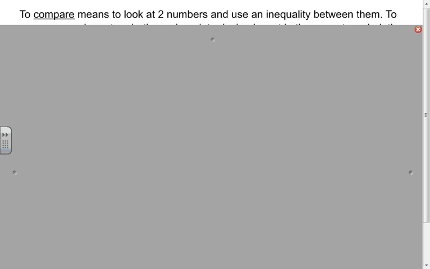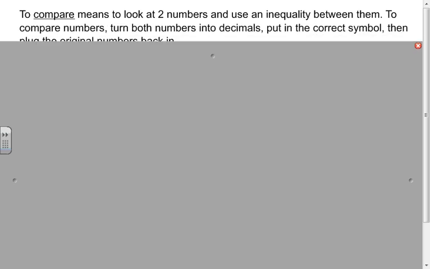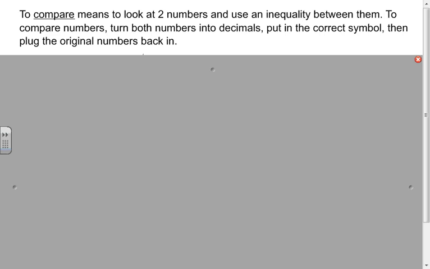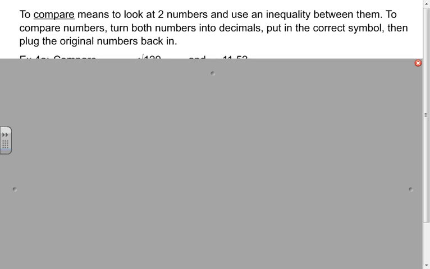An example of this type of problem, if you have in your directions something that says compare. Compare means look at two numbers and use an inequality sign between them. In order to compare numbers, the easiest way is to turn both of the numbers into decimals, put in the correct symbol, and then put the original numbers you started the problem with back in for your answer. Here's what that would look like.